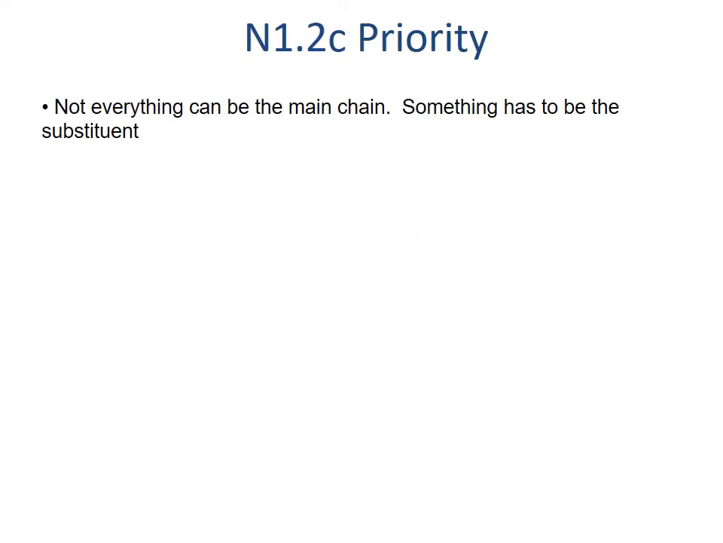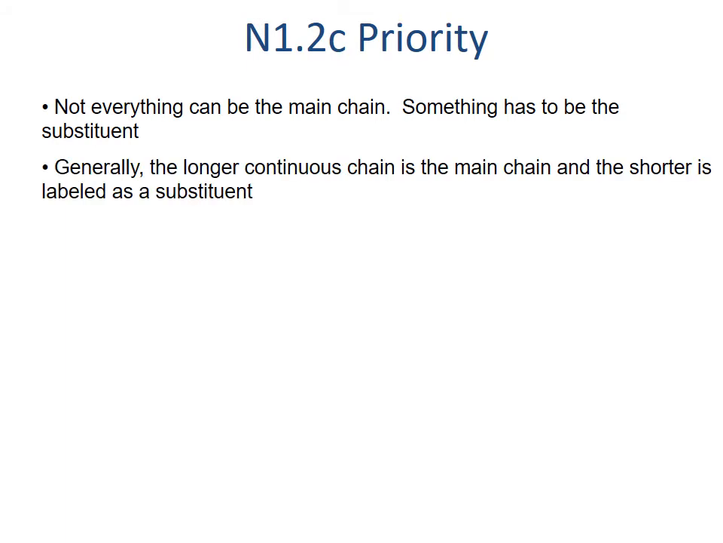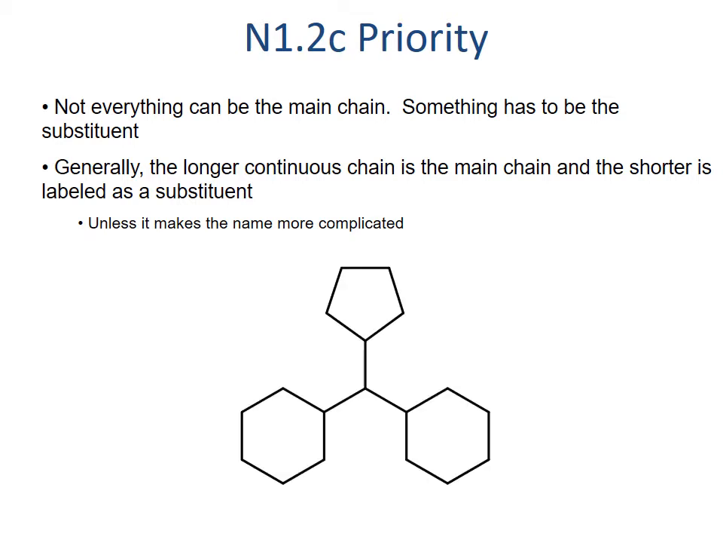Not everything can be in the main chain. The rule is that the longest continuous chain of carbons is the main chain. But these rules are really guidelines. IUPAC allows for alternate naming when molecules would be made more complicated in their name. In this example, we can name the carbon between each ring as the main chain. The name of the molecule becomes di for 2, cyclohexyl cyclopentyl methane. We don't need to include numbers since there's only one place in a methane.